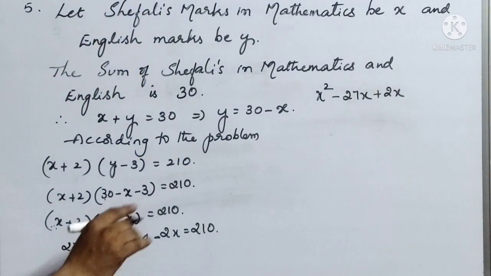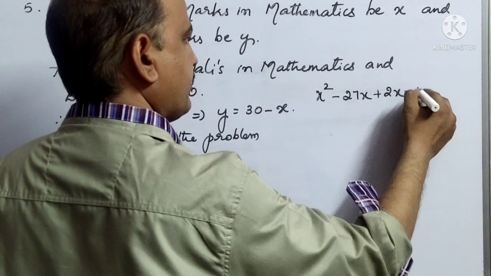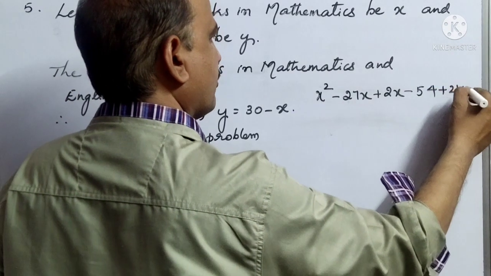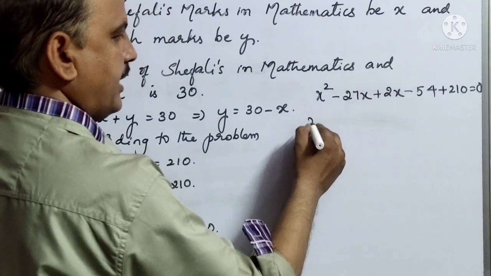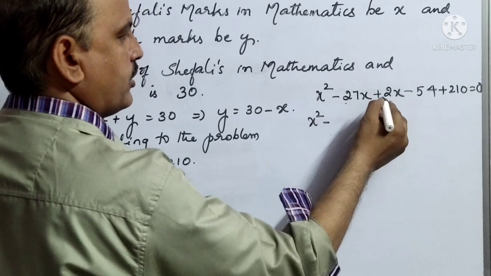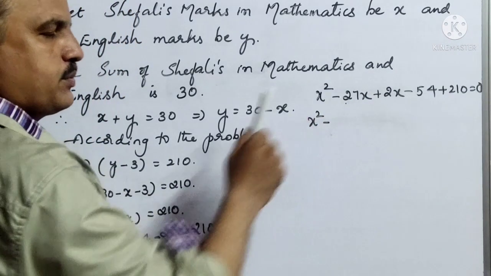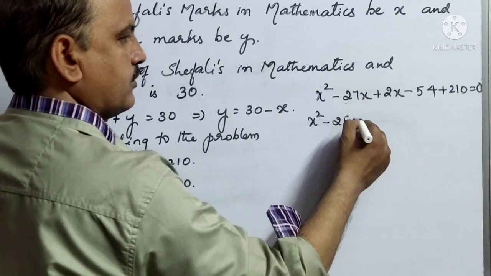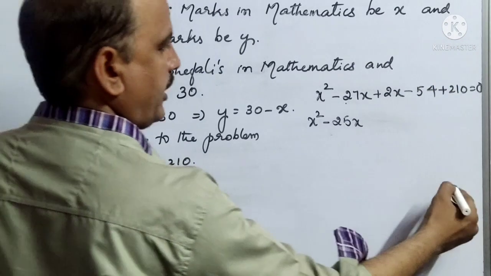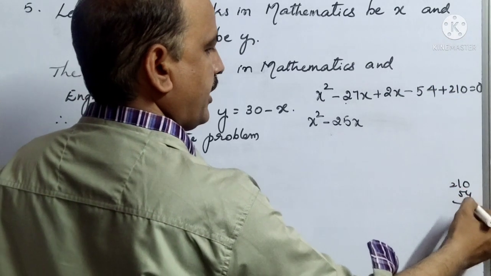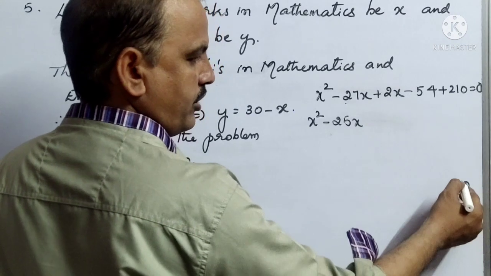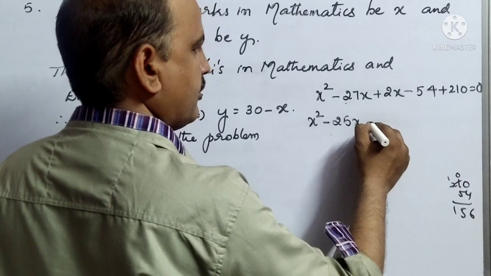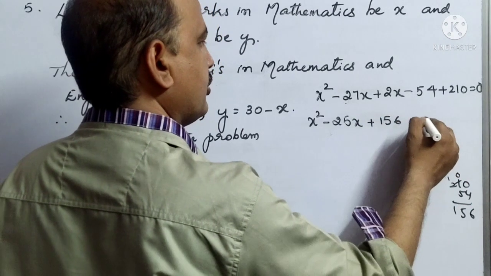Next, plus 54 will go that side, which means minus 54, and the right side already has plus 210. So 210 equals 0. Now x square minus 27 minus 1, and plus and minus means subtraction, so 27 minus 2 is 25. Then minus 54 and 210. So 10 minus 4 is 6, 10 minus 5 is 5, here 1, so 156. So plus 156 equals 0.